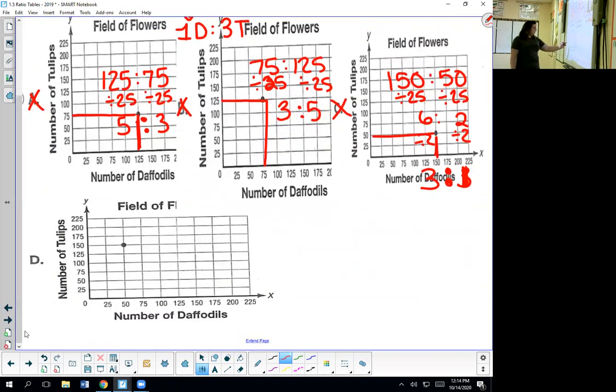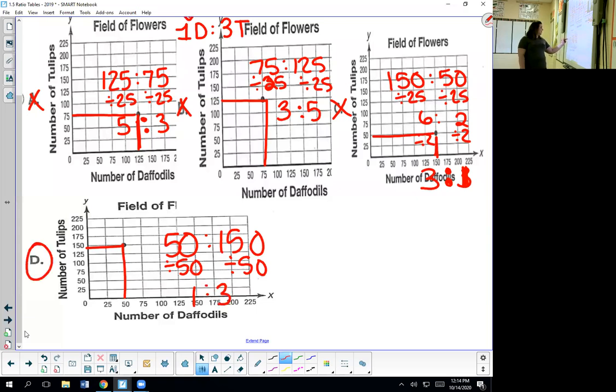Let's prove it. Number of daffodils is 50 to 150. If I divide both of these by 50, you get 1 to 3. So the correct answer is D. Order does matter. I wanted daffodils to tulips. So I had to make sure it was going in the right order.